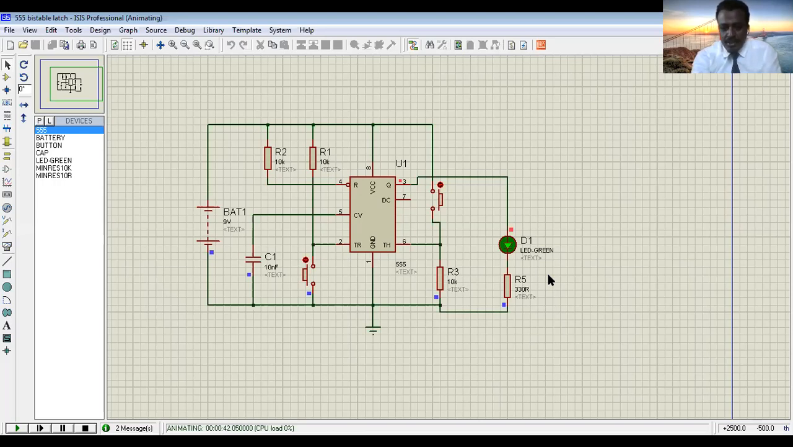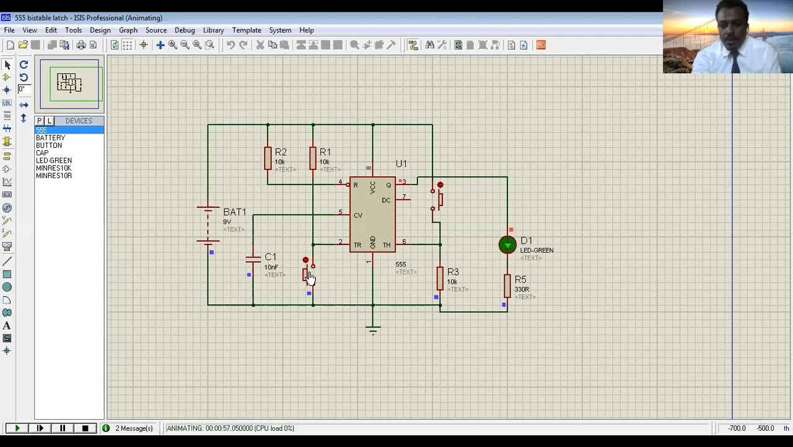To change it, we apply input here at pin number 2. You can see here, pin number 2 and pin number 6 are inputs. Okay. My input devices are here, a switch. One switch for pin number 2, one switch for pin number 6.